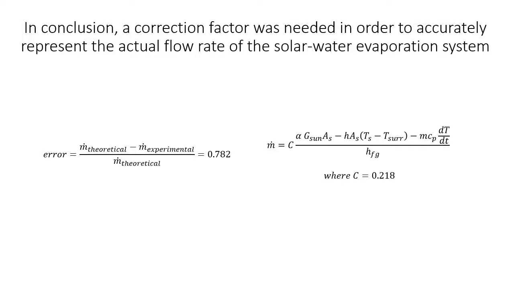Therefore, by multiplying our equation by this correction factor, or 1 minus the error, which is 0.218, a model that accurately describes our system under the assumptions made is derived. If more time was allotted for this project, further experimentation could be completed to verify this model. However, the model fulfills the purposes of this project and the purposes of our system.